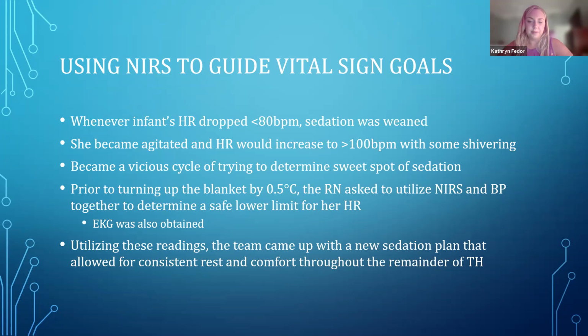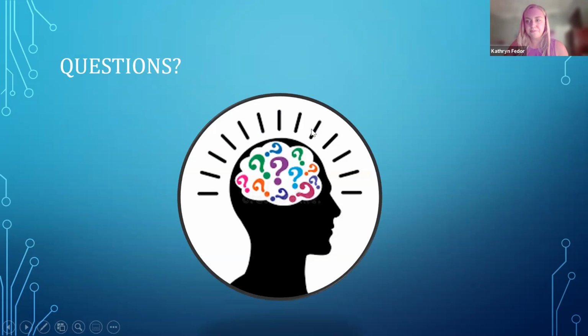And so I was super proud that that was brought up as just another tool and a way to assess this baby before we keep going around in circles with the sedation. And potentially we had even talked about turning her blanket up by a little bit, just to help keep her heart rate in a more acceptable limit. So we did obtain an EKG and that was found to be normal, just bradycardic. So between using the readings to alter our limits and what we were comfortable with her heart rate being, and then adjusting the sedation a little, we were able to maintain this more consistent rest and comfort throughout the remainder of her therapeutic hypothermia.